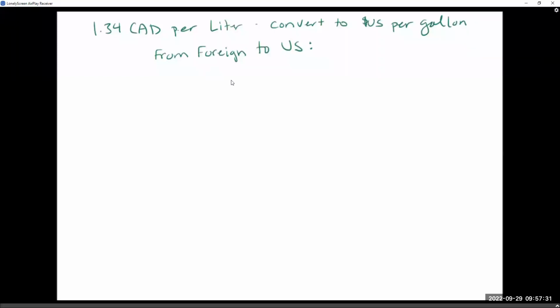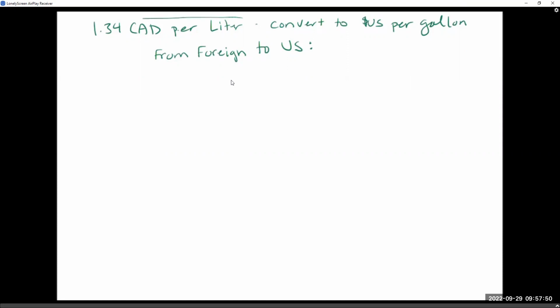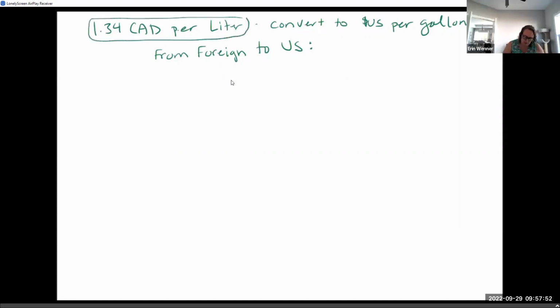Should be 1.32. Okay, so that's foreign per dollar, which means we're going to have a US dollar in the denominator. So if I multiply them, then we're not going to have the US dollar, that cancels out. So if we write this piece out as a fraction, this is our starting conversion factor.